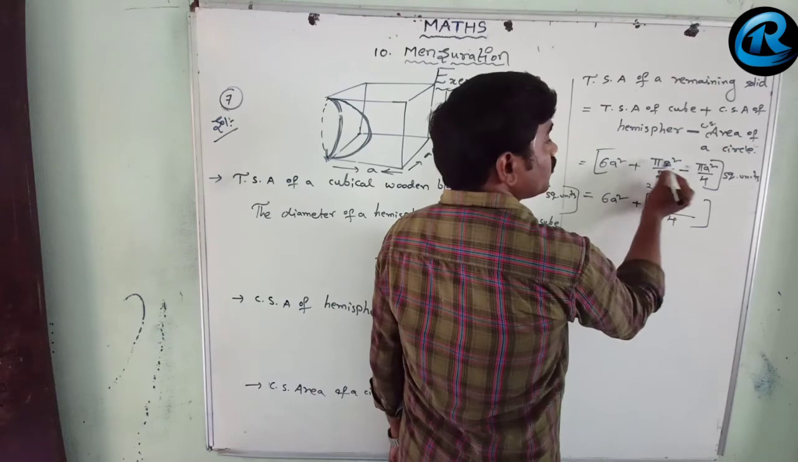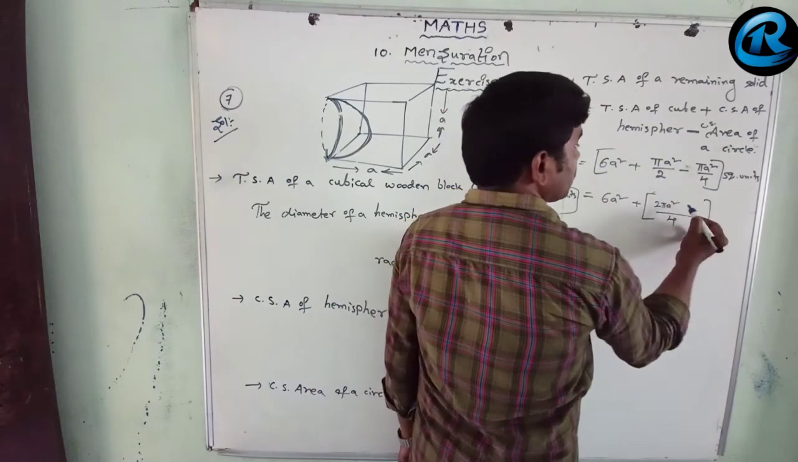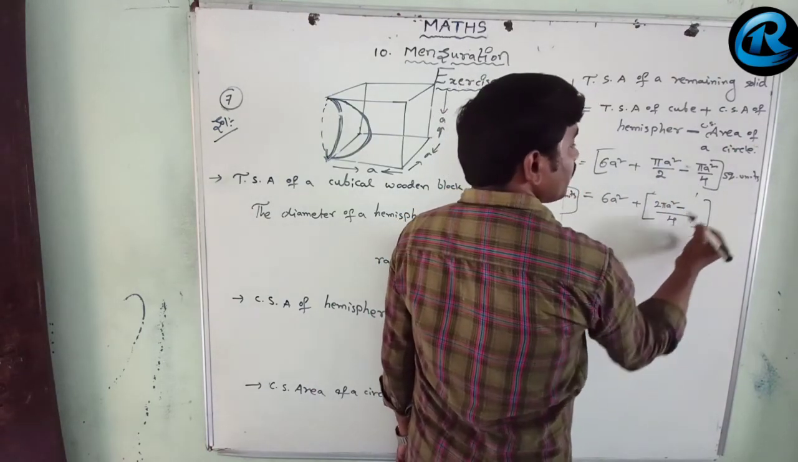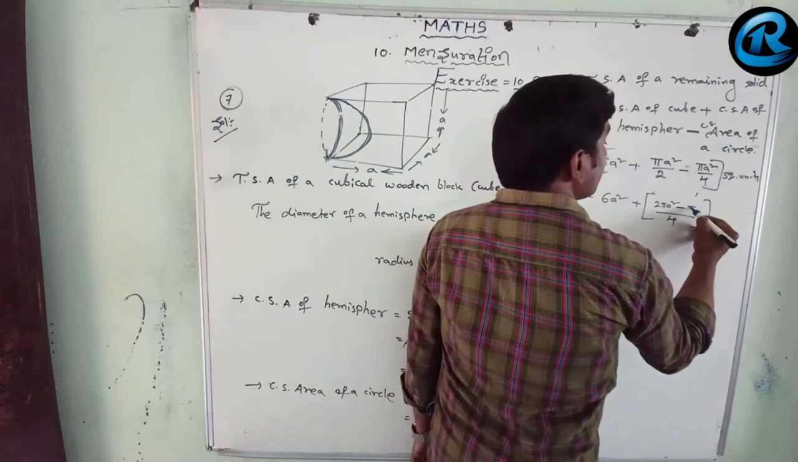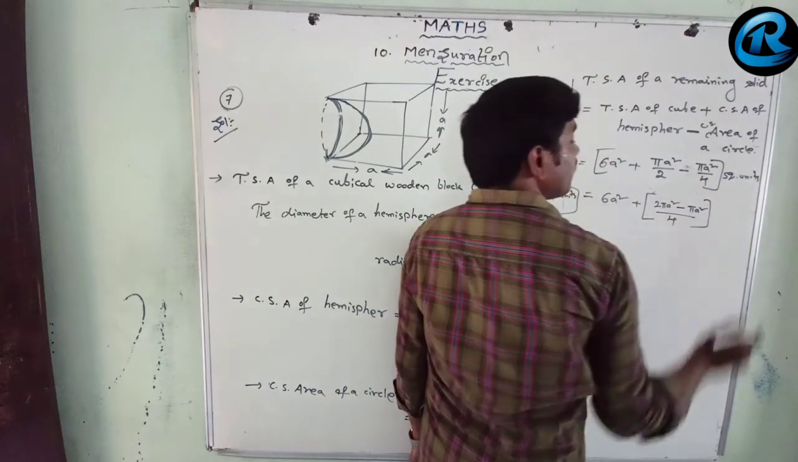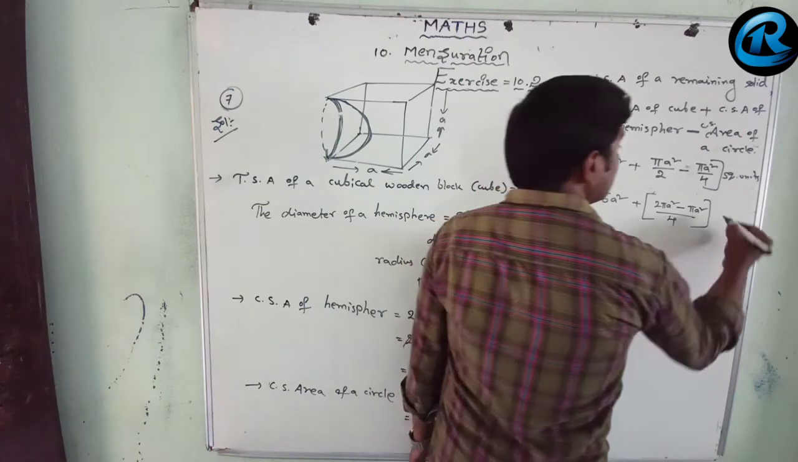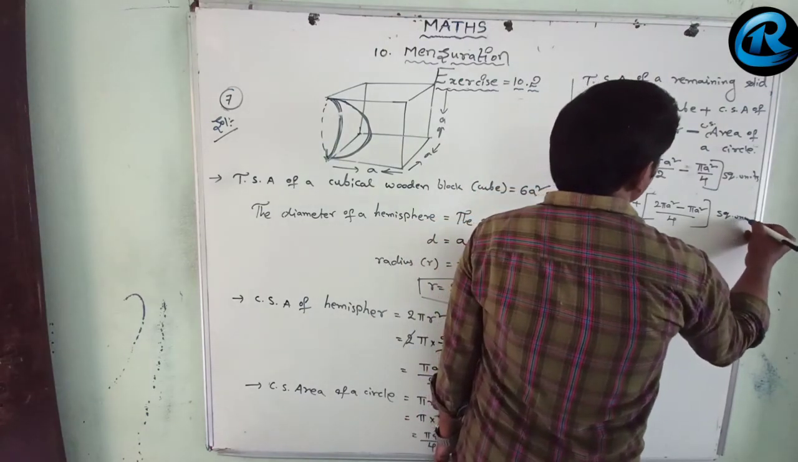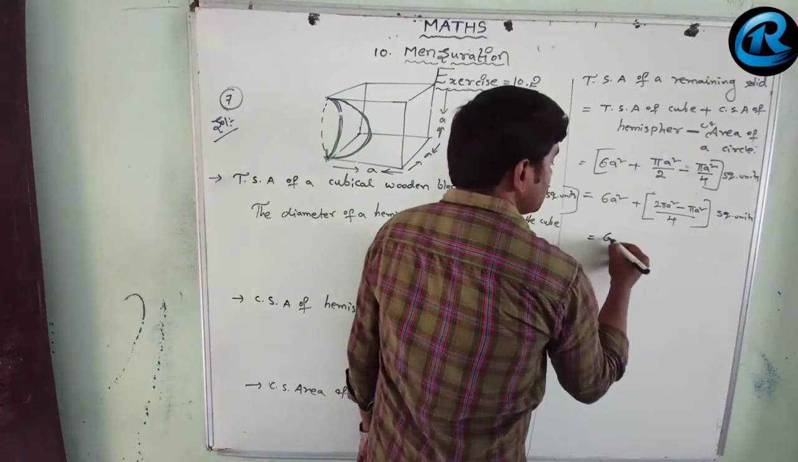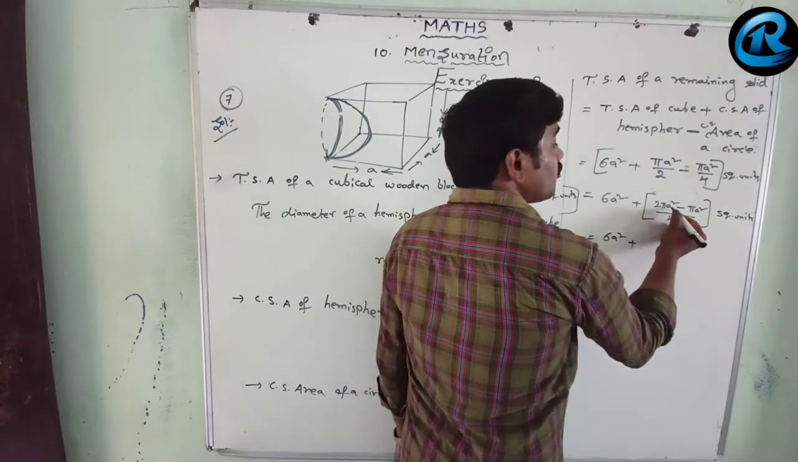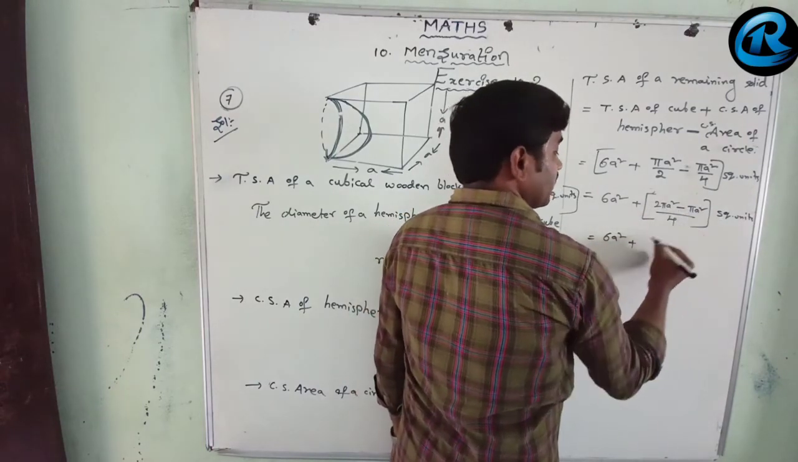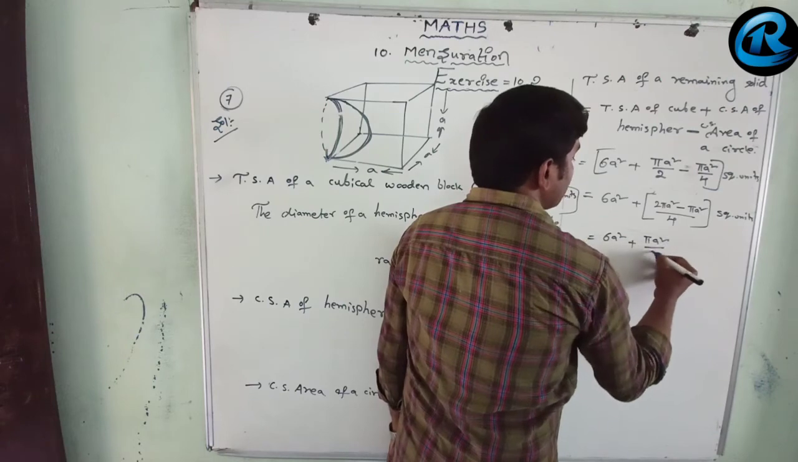2 2s are 4. This 2 into pi a square is 2 pi a square, minus 4 ones are 4, 1 into 1 pi a square is 1 pi a square, that is a square units. That equals 6 a square plus 2 pi a square minus 1 pi a square, that is pi a square by 4.